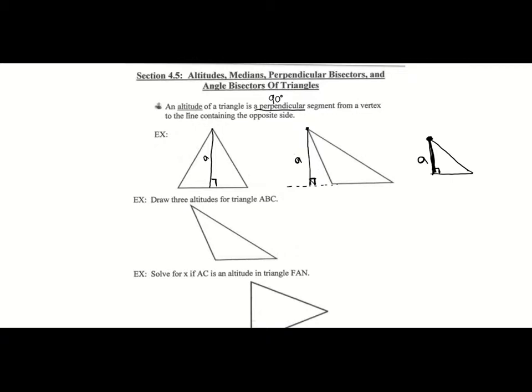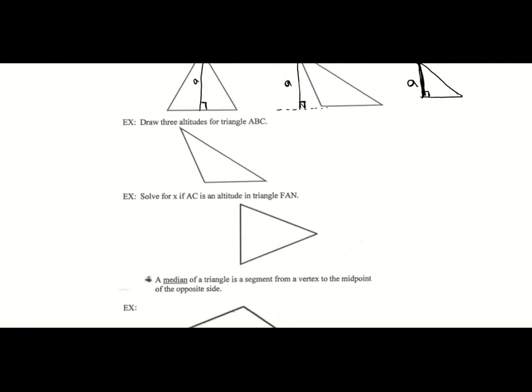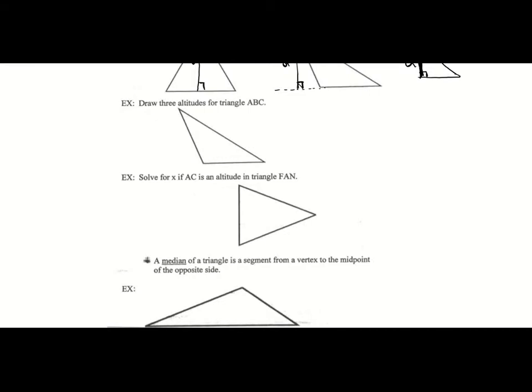So if we look at our next example, it says draw three altitudes for triangle ABC. So these are our points, A, B, and C. Okay, so our altitude could be at the top vertex, and if we go straight down from that vertex, we need to extend this side out a little bit. That's our 90-degree angle. That is one altitude we could draw.